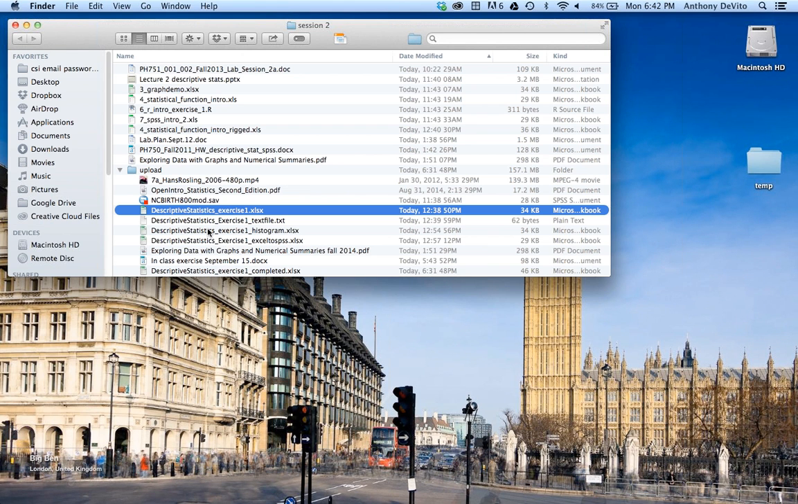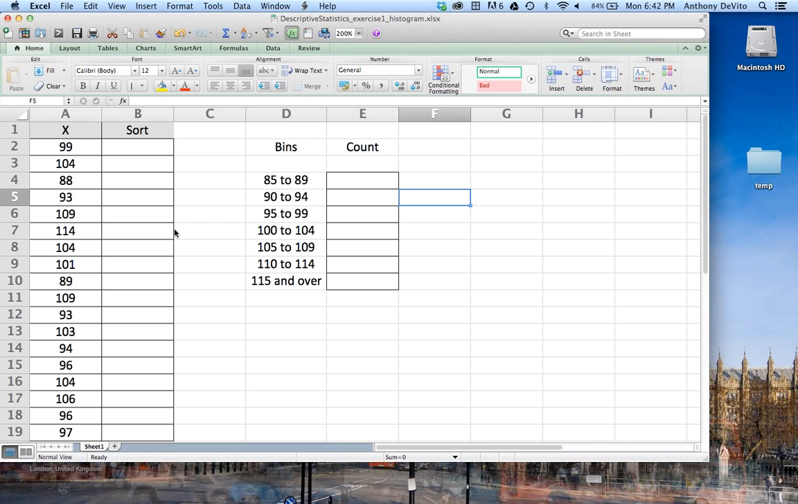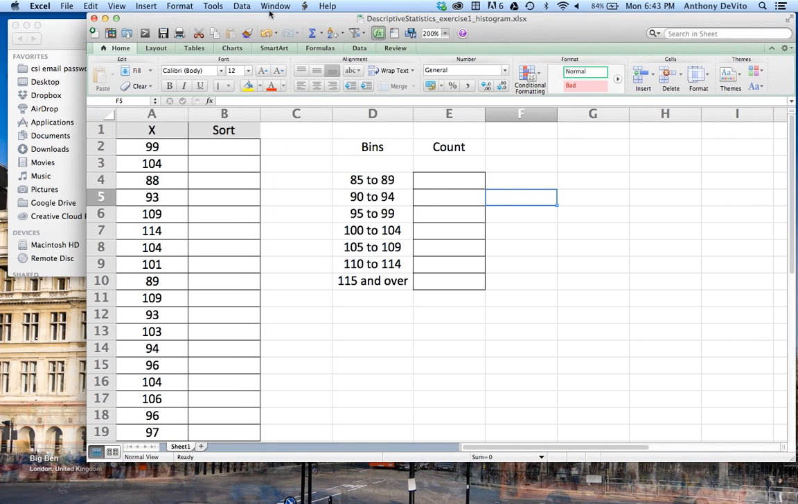The next version of this I'm going to look at is exercise 1 histogram, Descriptive Statistics. Exercise 1 histogram. Okay, so I got the same 18 numbers here.